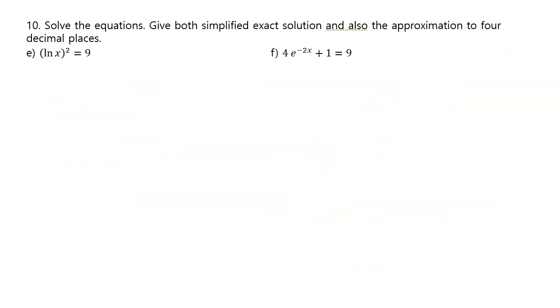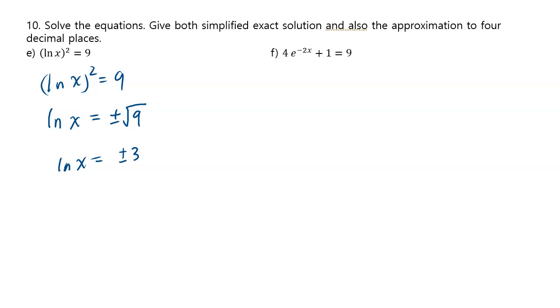Solved equations give both simplified. It's the same thing, so let's continue on. Here, ln of x squared equals 9. Well, how do you get rid of the square? You take the square root of both sides, but whenever you take a square root, be careful, you need plus or minus. The square root of 9 is 3, so you have plus or minus 3.